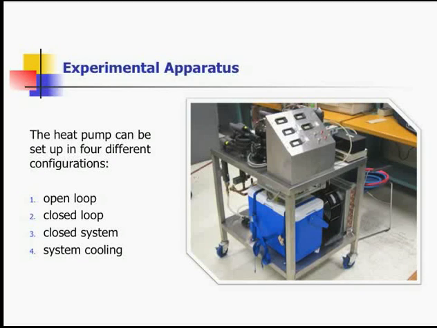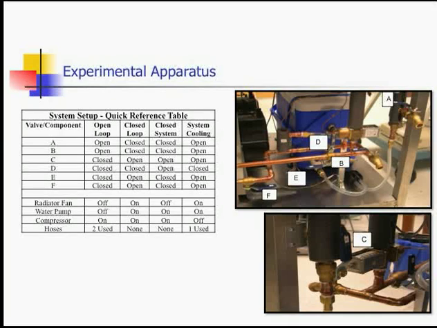The heat pump system can be used for different experiments: open loop, closed loop, closed system, and system cooling. For the different experiments, this table shows the configuration for each one we need to run. Just go to those valves and follow the open, close, and so on. That will guide you to the experiment you want to run.